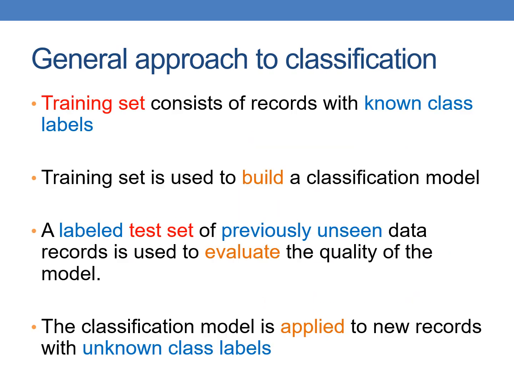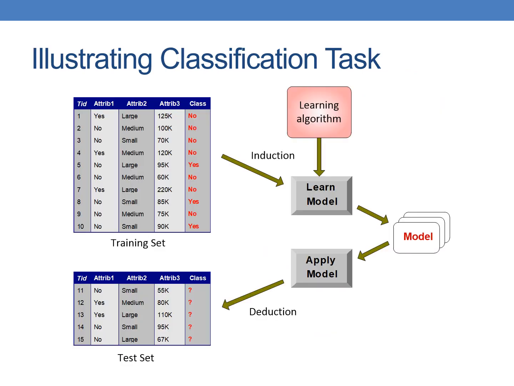The training set consists of records with known class labels, as I said earlier. The training set is used to build a classification model. A labeled test set of previously unseen data records is used to evaluate the quality of the model. The classification model is then applied to new records with unknown class labels.